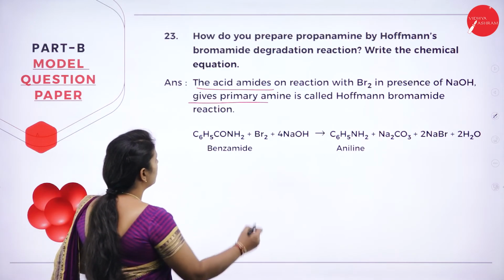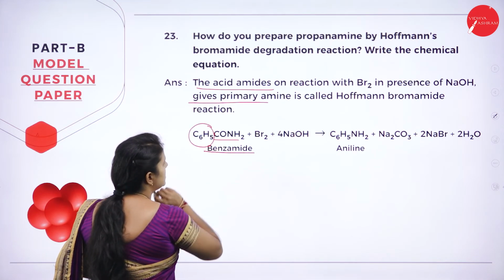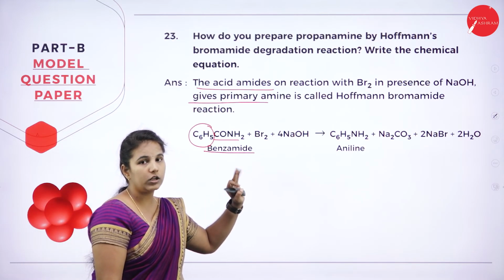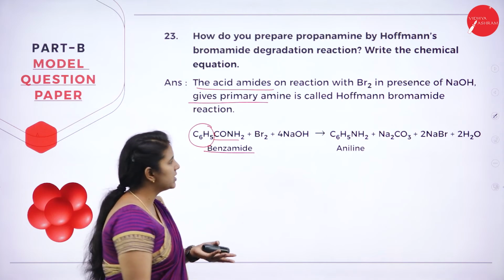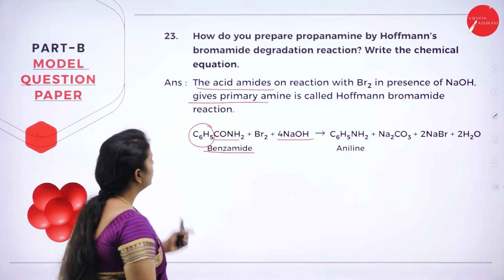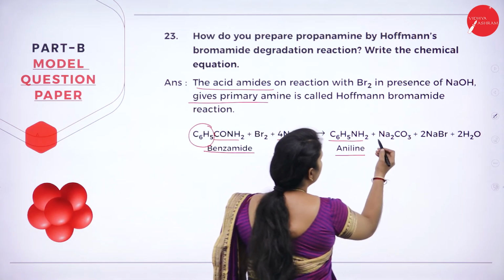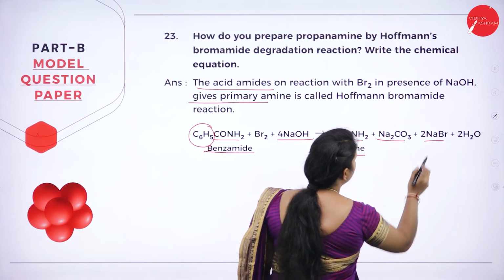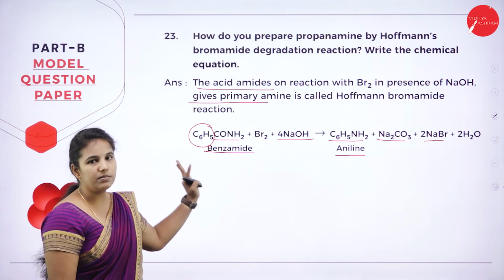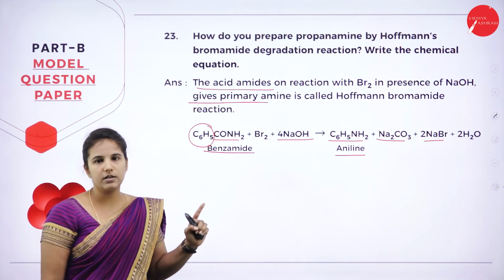Acid amide. So here we have benzamide, which consists of a benzene ring with a CONH2 group, which is allowed to react with what? Bromine water in presence of a very strong base. Either you can take NaOH or KOH. Okay. So you will get what? Primary amine, which is nothing but aniline, with the formation of sodium carbonate and sodium bromide, and water will be released. For writing this correct balanced equation, you will get 1 mark, and for writing this explanation, you will get 1 mark.